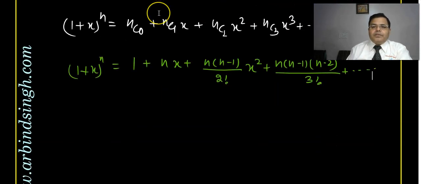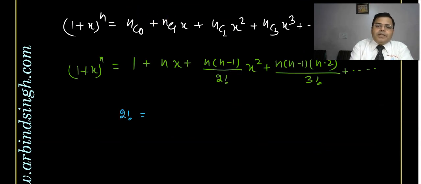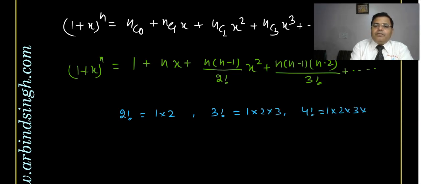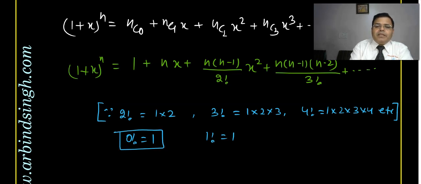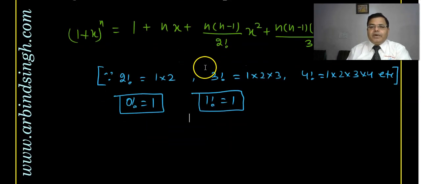What is factorial? Let me explain a bit about factorial. 2 factorial is simply the product 1 into 2. 3 factorial is 1 into 2 into 3. 4 factorial means 1 into 2 into 3 into 4, and so on. So this is the meaning. Till now you understand like this, right? And remember, 0 factorial is 1, and 1 factorial is 1 also. You must remember this. These are useful, and there is no need to learn why this happens.